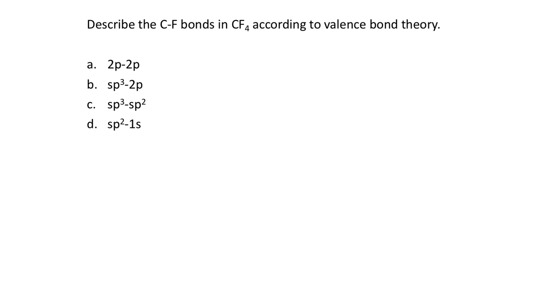If we're describing the bond, valence bond theory is the one that talks about hybridization of orbitals. It's the one that talks about overlapping of orbitals. Molecular orbital theory is a different theory. That's when we're drawing and sketching diagrams. So this question here is asking us to think about CF4.